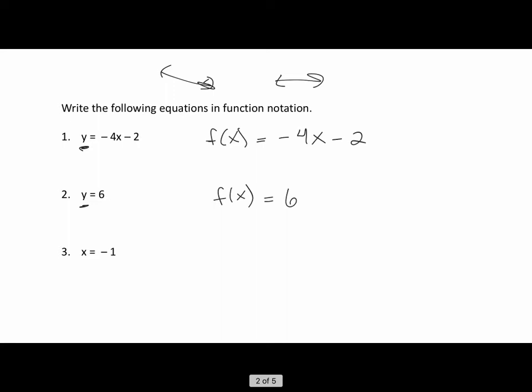For number 3, x equals negative 1 is a vertical line, and that's not a function. So I actually cannot write this in function notation because it's not a function.